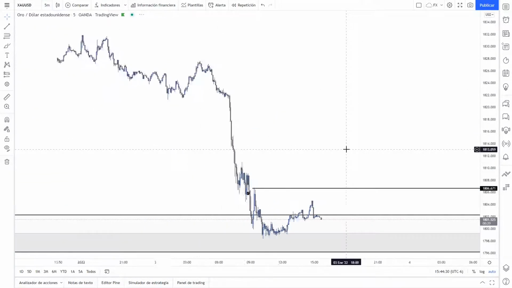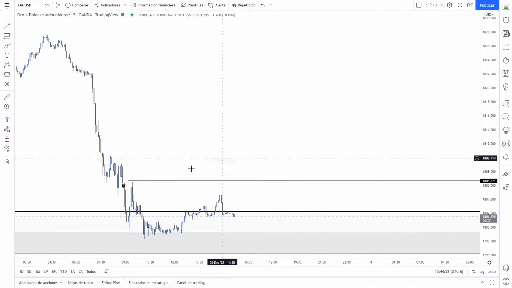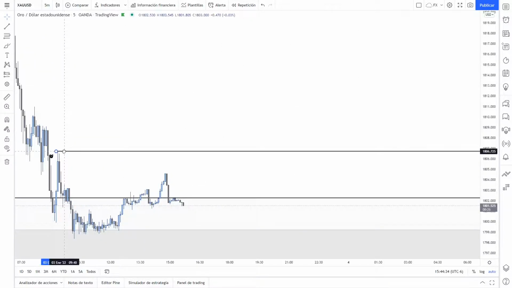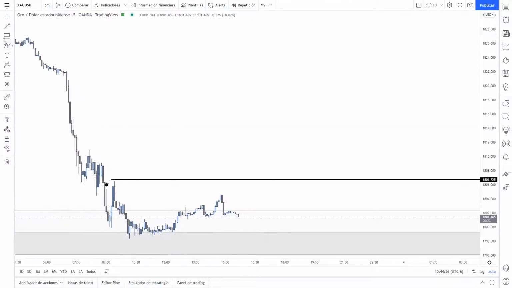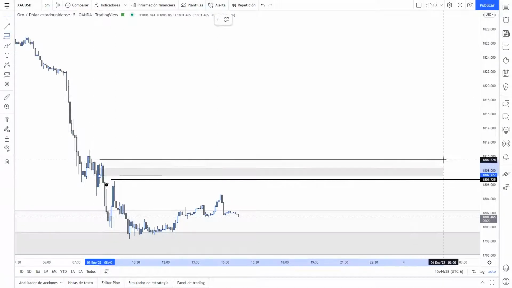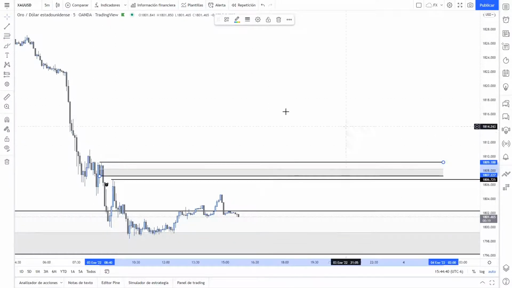And now what I'm waiting for is this. I need the price to break this structure in the 5 minute time frame. We also have a supply level there. So some sort of confirmation, some sort of evidence that we're getting buyers stepping into the market.